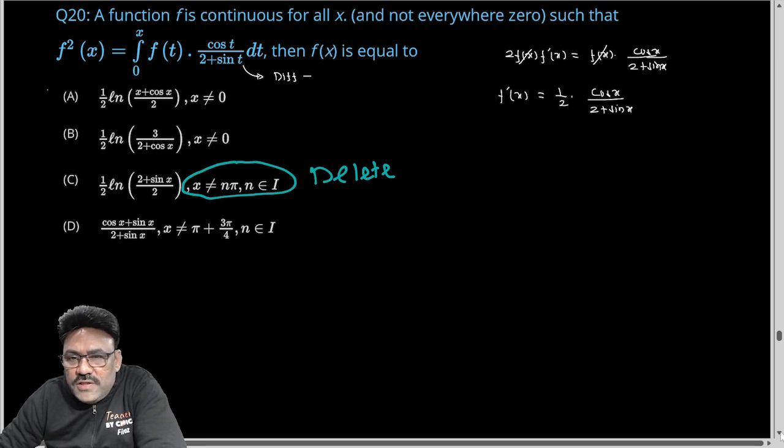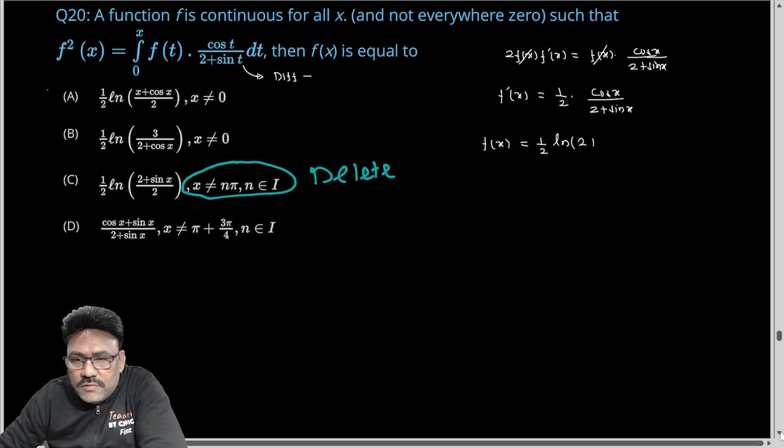Now if I integrate both sides with respect to x, this will become f(x). And on the right side, you can see that the numerator is the derivative of the denominator. So I will get half ln of 2 plus sin x plus some constant, let's say c.